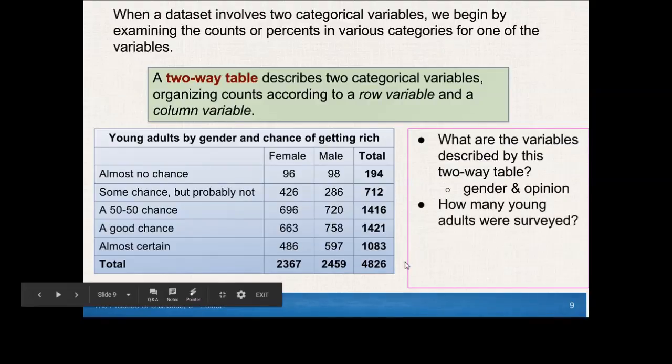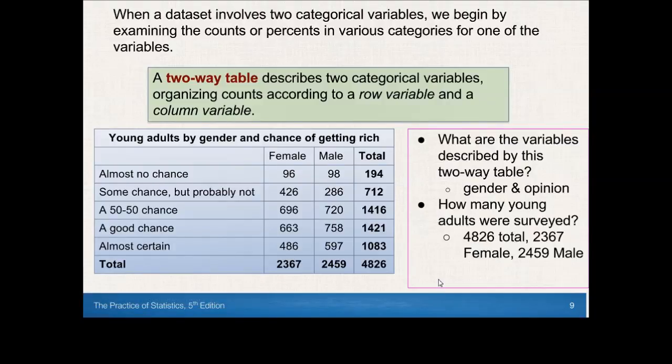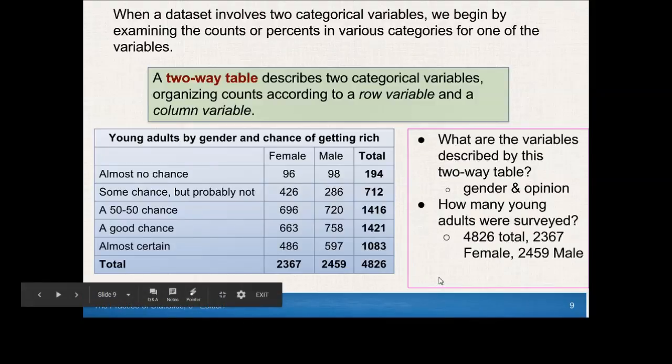How many young adults were surveyed? The total, of course, is 4,826, and that was from 2,367 female and 2,459 male. So you should be able to look at a two-way table and get this information from it.